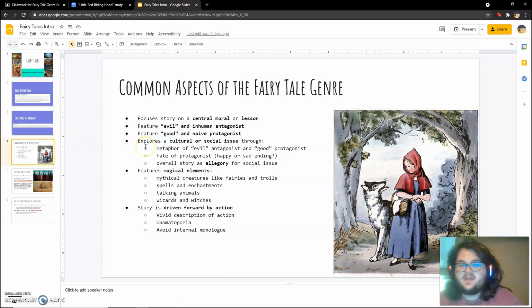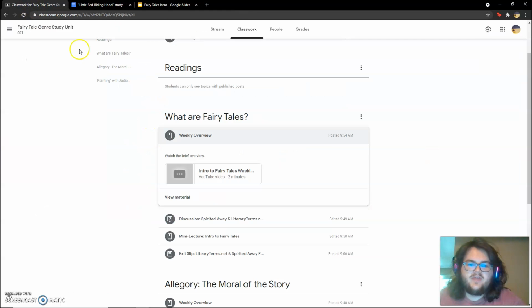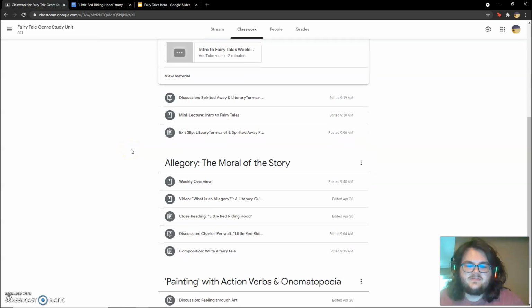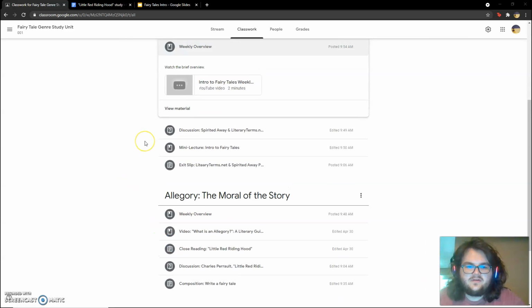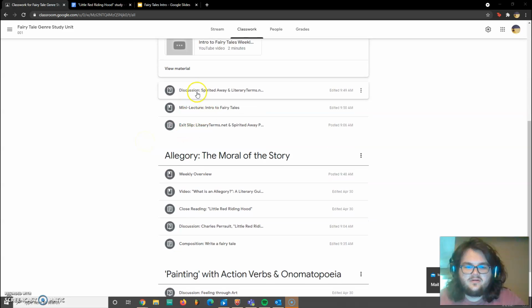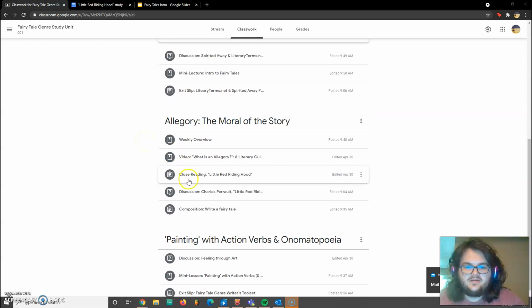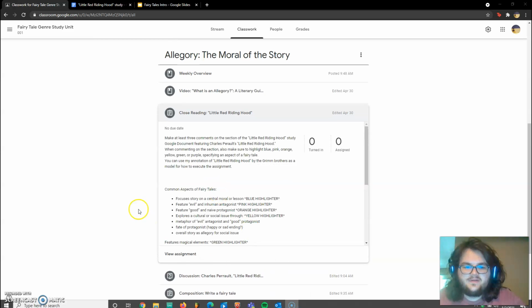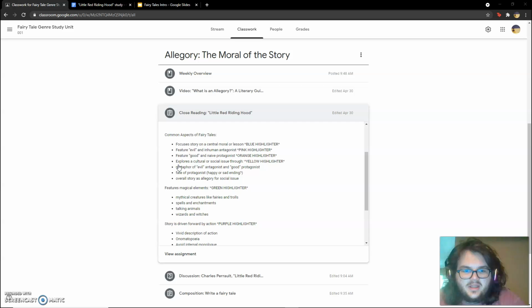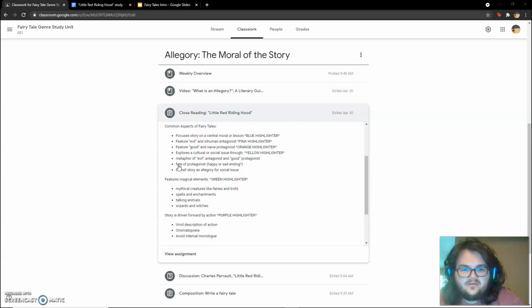Here we go. So common aspects of the fairy tale genre. And we have to highlight these aspects in specific colors. So I'm also going to go ahead and open the assignment sheet. So let's go ahead and find that. Where is it hiding? Here we go. Close reading, Little Red Riding Hood. So we're going to go ahead and look at this as we highlight.